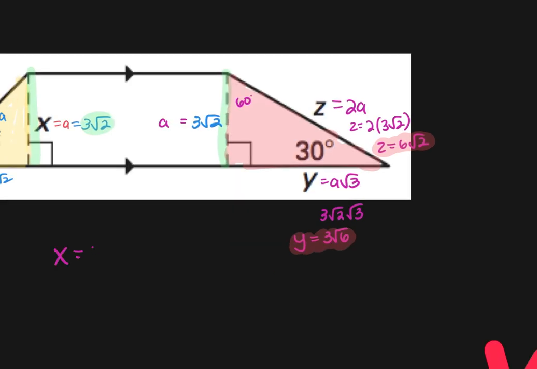So X was 3 root 2. What? We already have A. Yeah, that's it. That was the last one we needed to get. X is 3 root 2, Y is 3 root 6, and Z is 6 root 2.